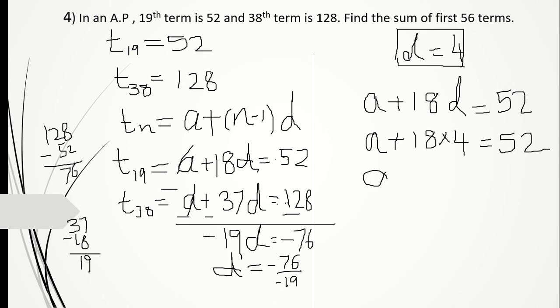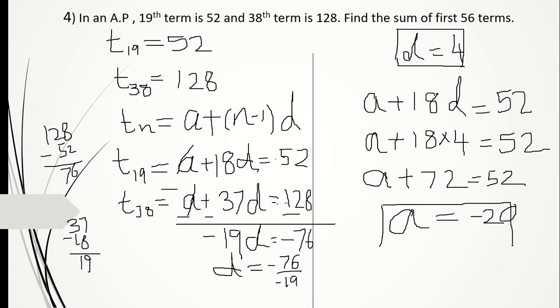So A plus 72 is equal to 52. Now this 72 will go that side and will become minus. So I get A is equal to minus 20. So I got the value of A, I got the value of D after solving. I got the value of D to be 4. I got the value of A to be minus 20.